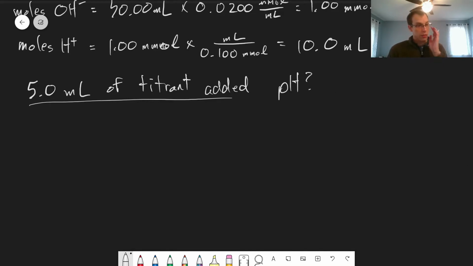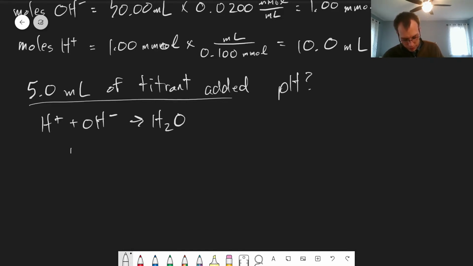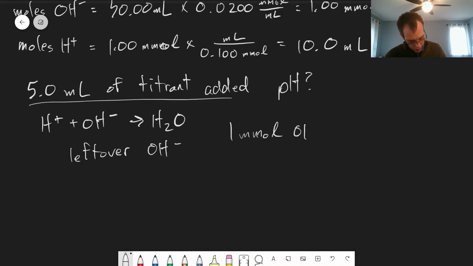Now, there are a few different approaches we can take here. Mostly what we need to know is that all of our H plus is going to react with our hydroxide and produce water. And then we'll have leftover hydroxide that will control the pH. So again, similar to what we see in precipitation titration, it's just that the equilibria involved are slightly different. All right, so we know we have 1 millimole of hydroxide. We just calculated that by calculating the equivalence point.